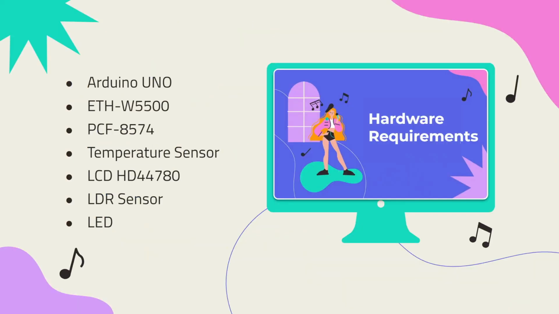So next one, the hardware requirement. What hardware have we used in this project? First one is Arduino Uno. Next one is ETHW5500, which is used to connect to the internet. Next one is PCF8574. Next one is a temperature sensor. Next one is an LCD display, and then an LDR sensor, and then an LED. The LED is used to demonstrate the garden lights.